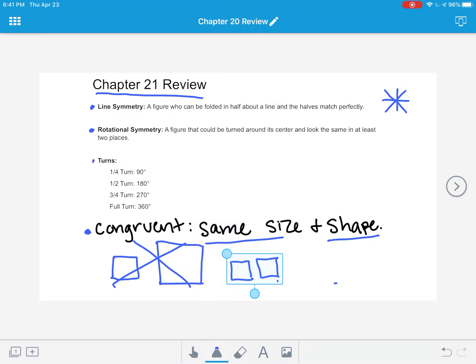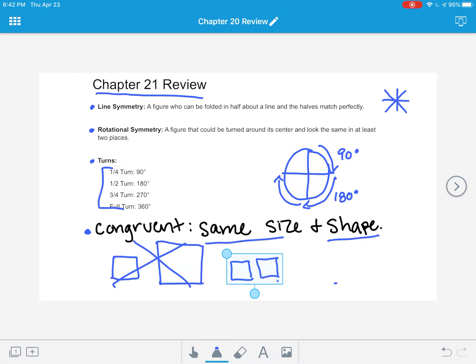We also talked about turns. Just as a reminder for you, a quarter turn is 90 degrees. A half turn is 180 degrees. A 3/4 turn is 270 degrees, and a full turn is 360 degrees. When we talk about turns, we want to imagine a circle and dividing that circle into quarters. The first quarter would be a quarter turn, that's 90 degrees. Then an additional turn would be another 90 degrees, so that would be a total of 180 degrees. That would be a half turn.